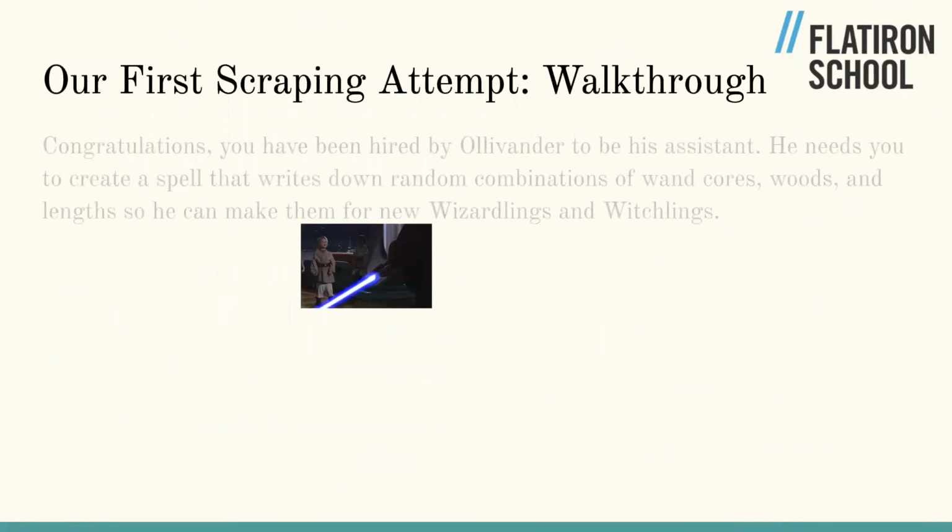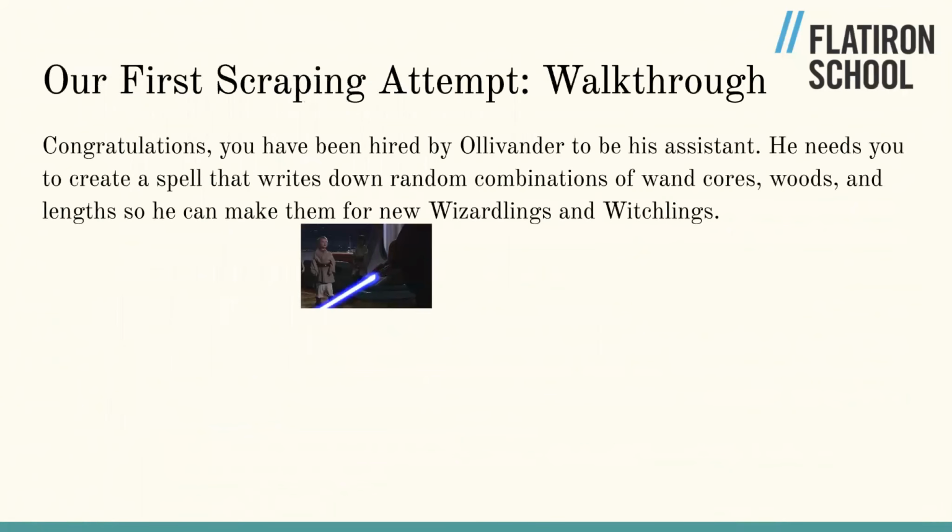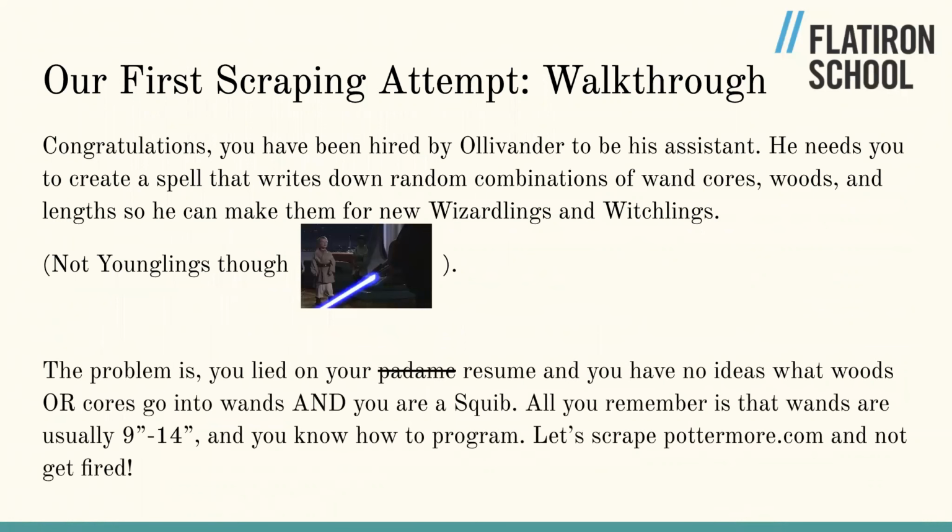We have a job. We've been hired by Ollivander to be his assistant on Diagon Alley. And he needs us to create a spell that writes down random combinations of wand cores, wand woods, and wand lengths so he can make them for new wizardlings and witchlings, but not younglings because they've all been killed by Anakin Skywalker. So the problem is that you lied on your resume and you have no idea what woods or cores go into wands, and you're also a squib, so you can't perform magic. So we have to rely on our scraping abilities and our basic knowledge that wands are usually 9 to 14 inches to not get fired.